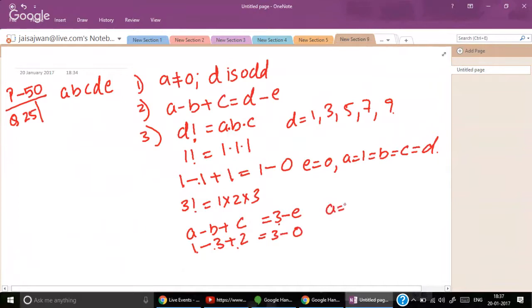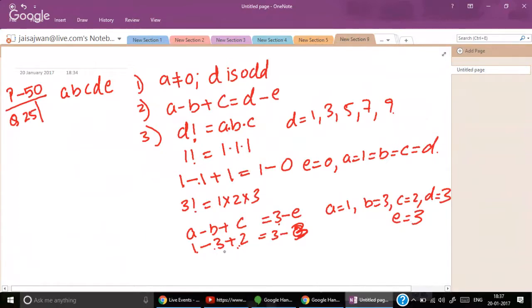So one possible option is A is equal to 1, B is equal to 3, C is equal to 2, and D we already know is equal to 3. Okay, sorry, it will come out to be 3 minus 3 is 0. So 1, this is 3, this is 2, then D is 3, and E would not be 0, sorry, it would be 3, because 2 plus 1 is 3, 3 minus 3 is 0. So 3 minus 3 would also come out to be 0. So it would come out to be 3.